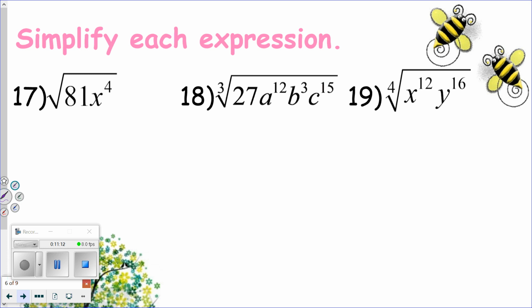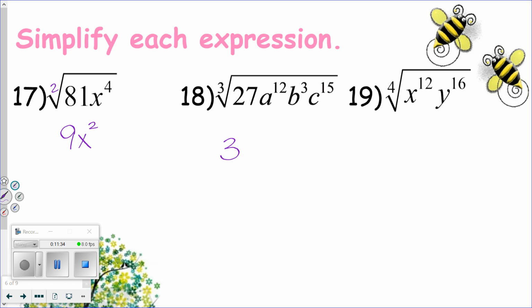Try these 3 on your own. Let me give you a minute to do these 3 on your own. All right, guys, 17. Remember the unspoken index is a 2. So what's the square root of 81? And the square root of x to the 4th? Cubed root of 27? 3. Cubed root of 27.